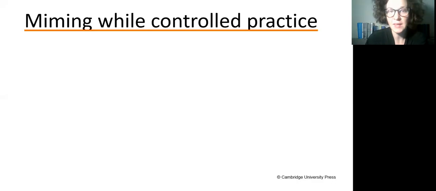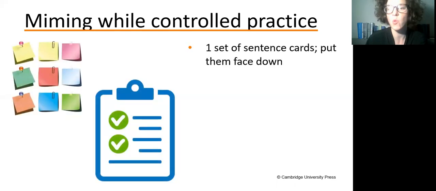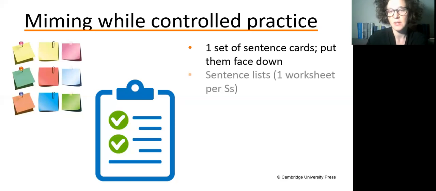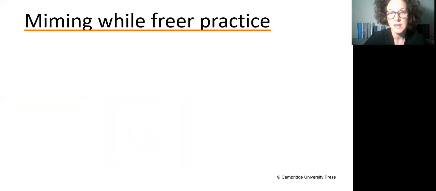Now, miming while controlled practice. Here is the task. You have one set of sentence cards and you put them face down. And then you have sentence lists, one worksheet for a student. And you ask students to mime a sentence from the card, taking turns in front of the teams or in front of the classroom. And then students have to tick, there is this sentence, and they have to guess this sentence.